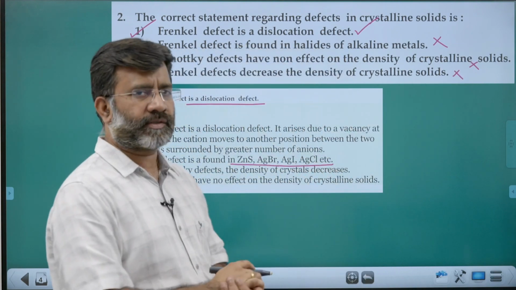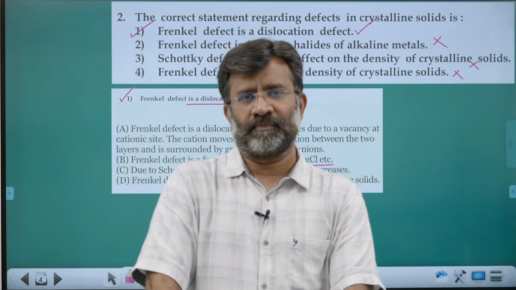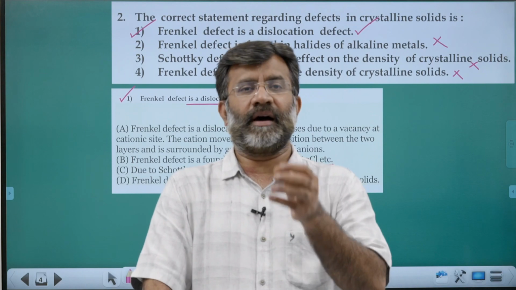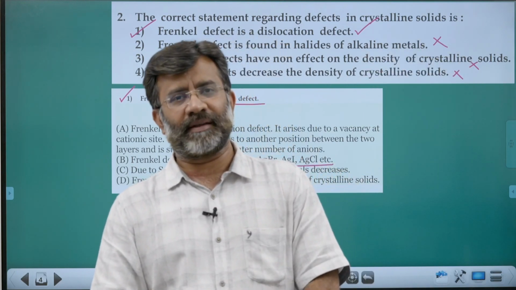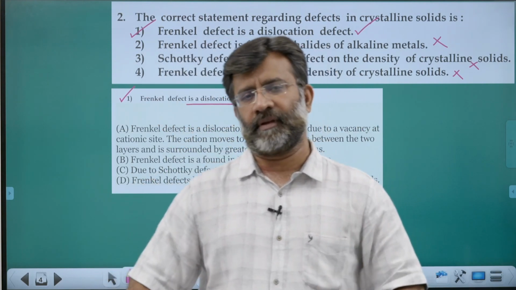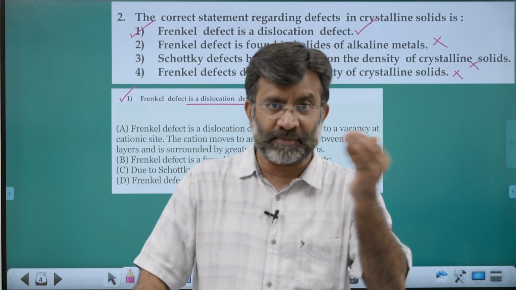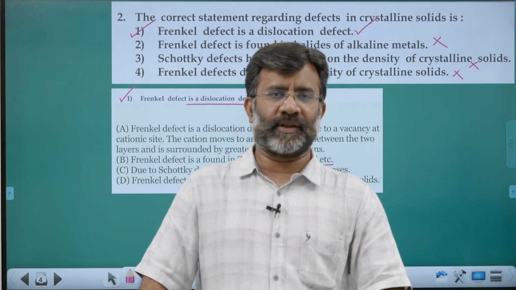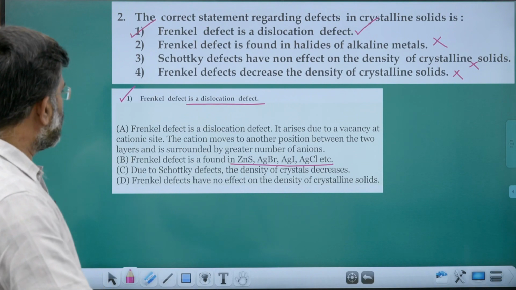Frenkel defect does not cause a decrease in density because it is not a case where the particles are missing. Particles are there in the crystal itself, but not in the original site. It is actually misplaced. So there is no decrease in the density of the crystal. Density remains the same. I think it is clear.